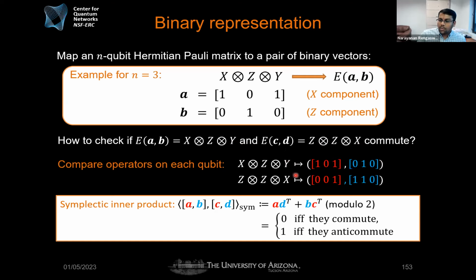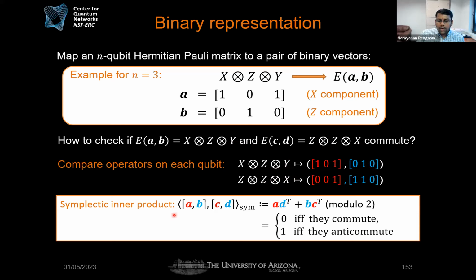Now, how do you do this in the binary space? First, you map these to the corresponding binary representations. So you have XZY and ZZX. Right, so again, I made the same mistake. There's a 1 in the last component here, so it's 0, 1, 1.